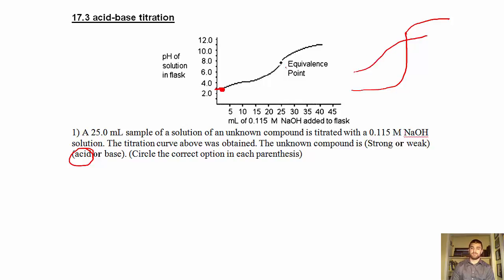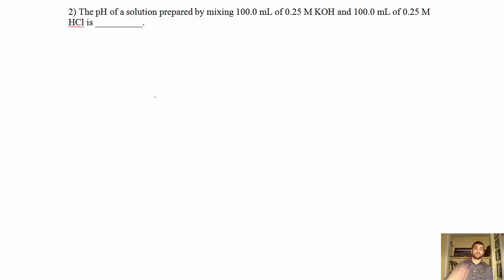And if you take a look at this, it's pretty flattened out, so it's indicating that it's probably a weak one. And if you take a look, it's kind of hard to tell, but it looks like its pH at the equivalence point is about 8. So it being greater than 7 indicates that the acid's probably a weak acid. So this one is definitely a weak acid.